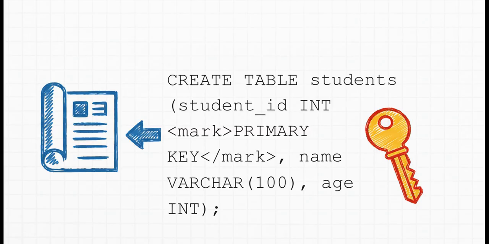And this table needs a few columns: one for a student ID, one for their name, and one for their age. Now that primary key part, that is absolutely crucial. It's a special rule that forces every single student to have their own unique ID number. It's like the database's secret weapon against those messy duplicate entries.